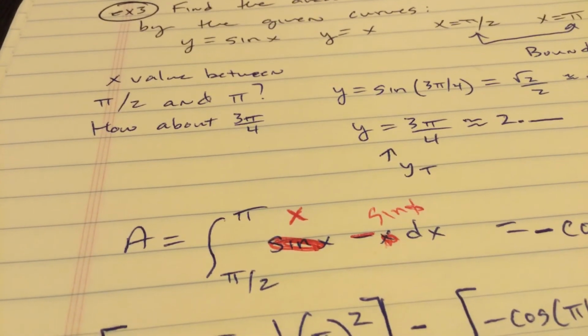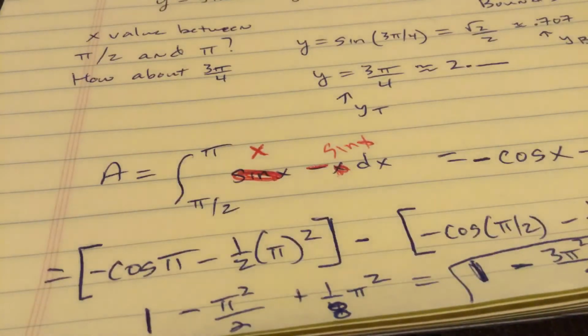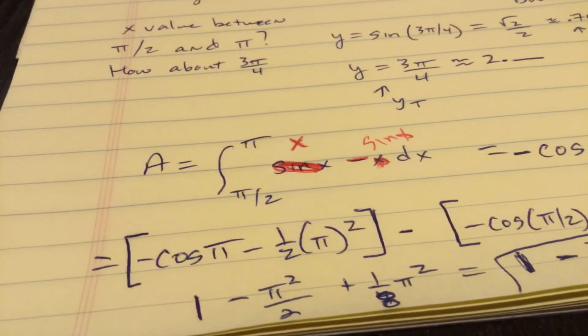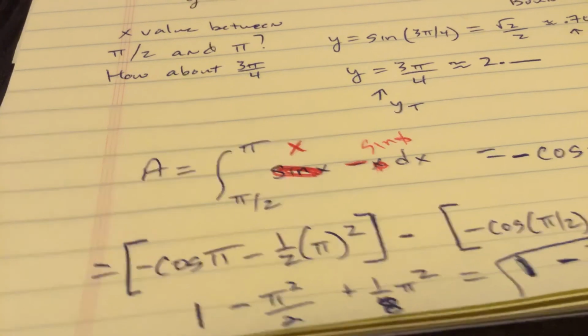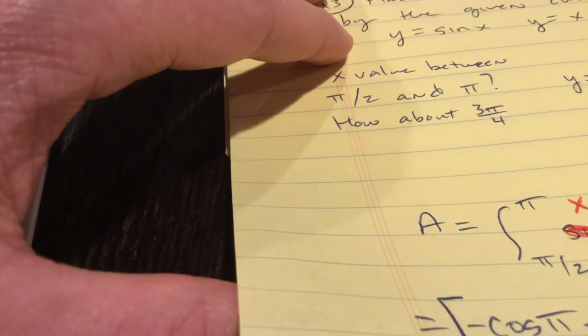Okay. So then you have, we're going to do this differently now. You have the area. The bounds would be from pi halves to pi. x is y top. Sine x is definitely y bottom, as we saw before. So, this will be exciting. The integral from pi halves to pi of x minus sine x dx. We're all doing this one together now. There we go.